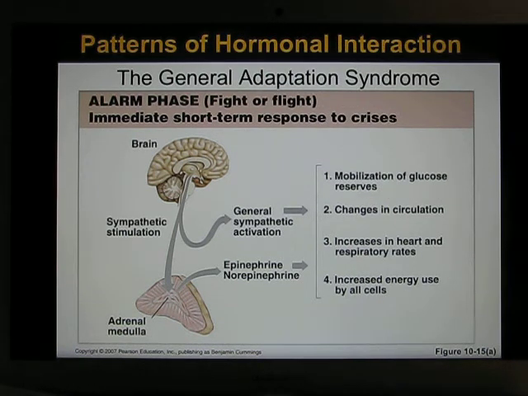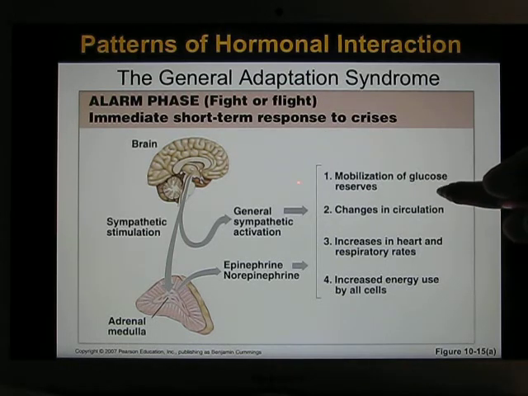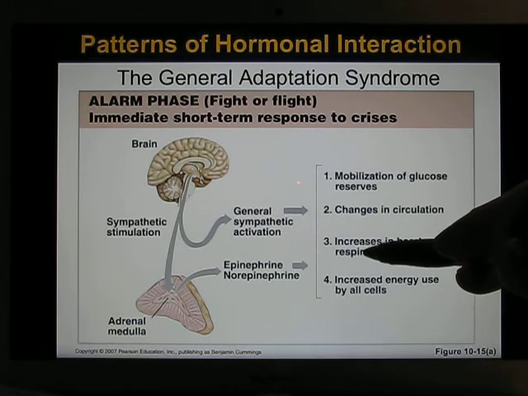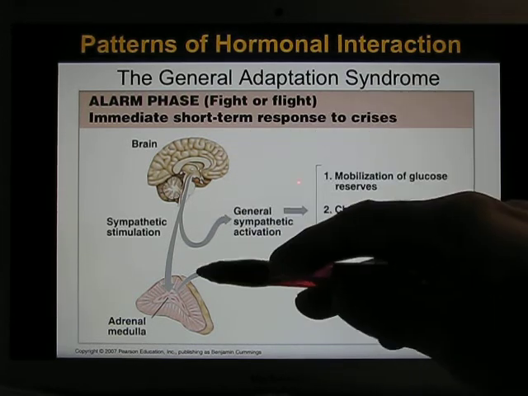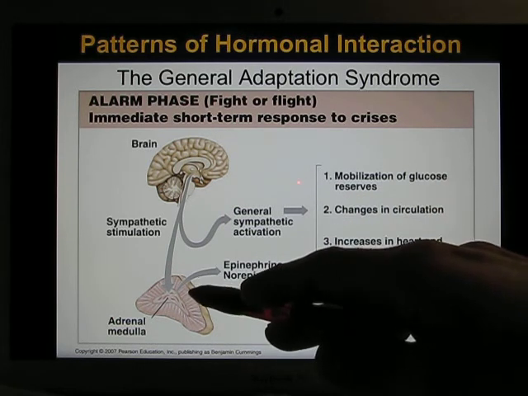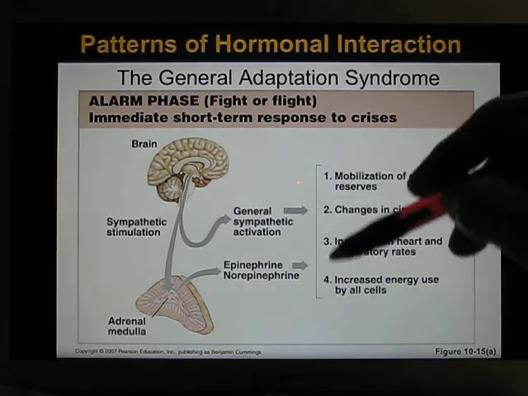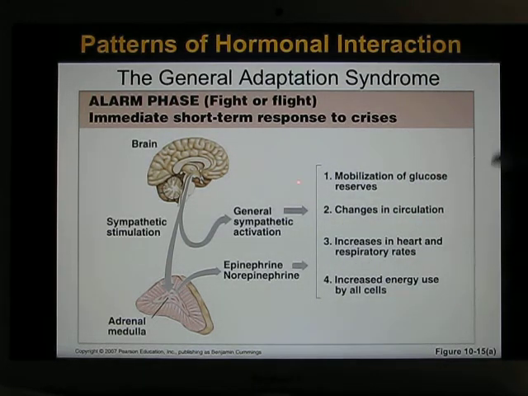So we talk about the autonomic nervous system. The sympathetic nervous system is a quick response. So in the alarm phase, it's mainly the sympathetic nervous system. It will also go to your adrenal medulla, because the adrenal medulla is part of your sympathetic nervous system, and release epinephrine and norepinephrine. So it will get your body ready to fight, increase the glucose level in your blood, and increase your heart rate.